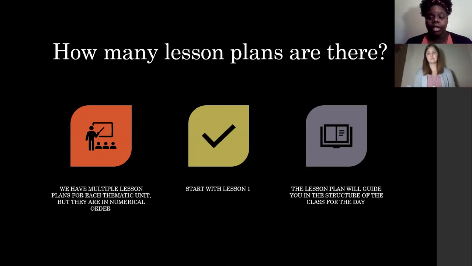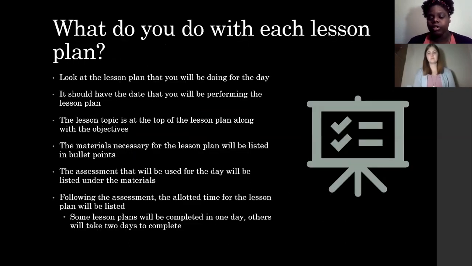And then the lesson plan will guide you in the structure of your class day. So anytime you have a lesson plan, it's going to help guide you throughout your day. And this is what it'll look like. So with each lesson plan, first thing that is very important is to look at your lesson plan so that you can know what you're doing for the day. So you should have prepared it weeks or maybe even months in advance, and some of you maybe even years in advance, depending on how long you've been teaching.